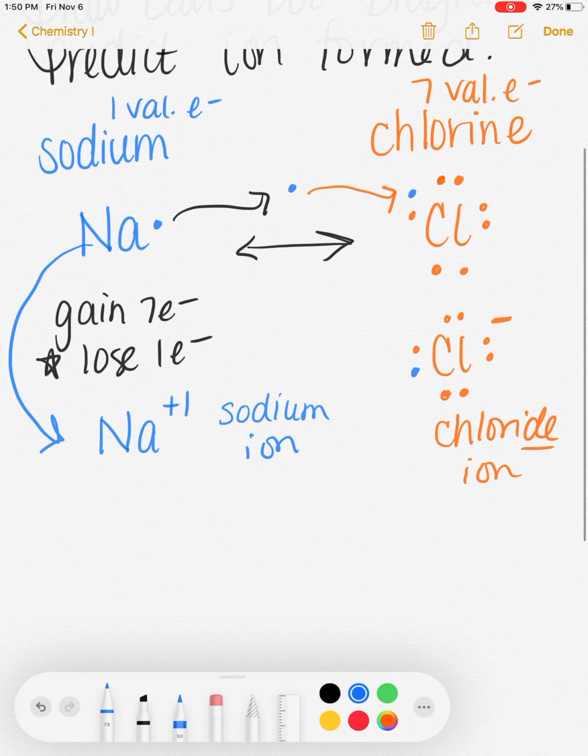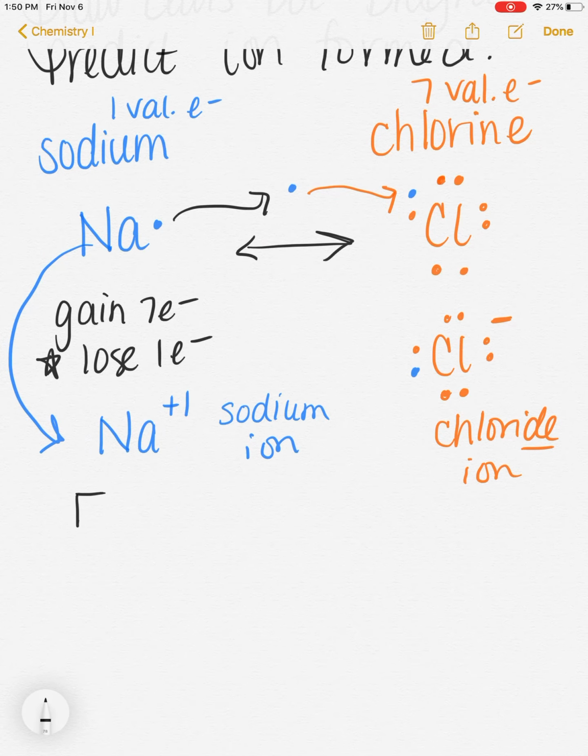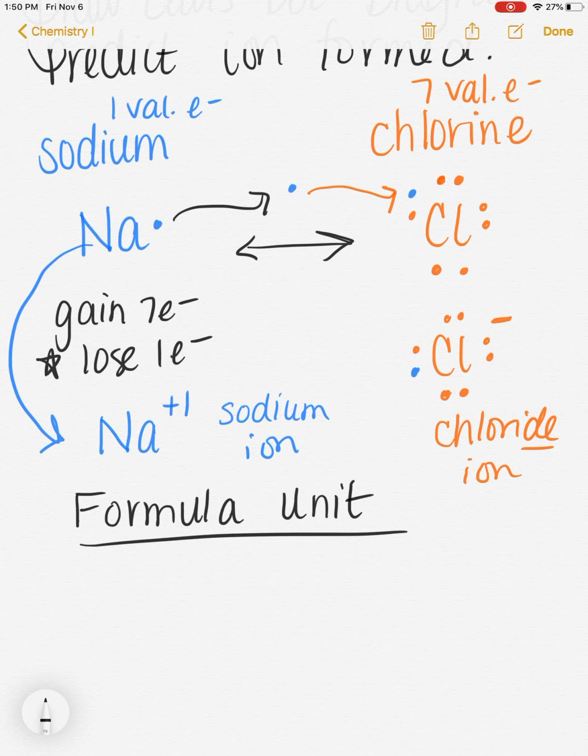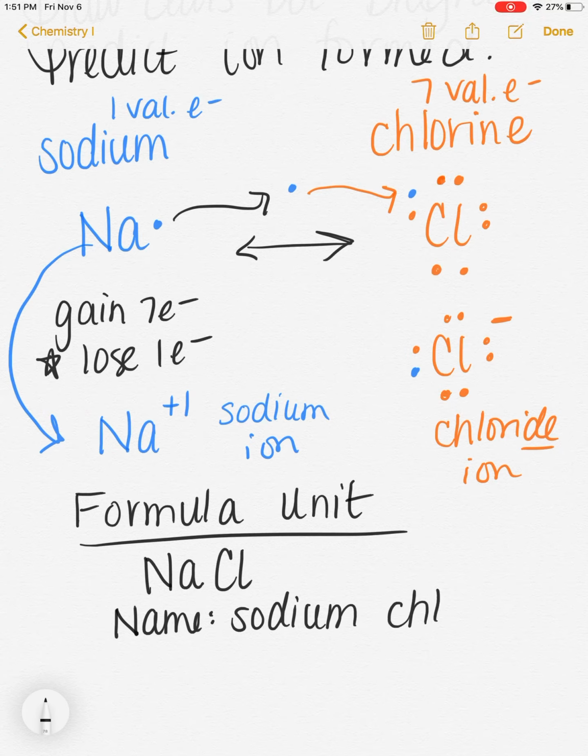All right, so this is the partnership that would form. If one sodium atom would give up its 1 valence electron to one chlorine atom, then that chlorine would have a full set of 8 valence electrons like it wants in order to be stable. So the formula unit for this is 1 sodium links up with 1 chlorine to make NaCl. The name for that compound is sodium chloride.